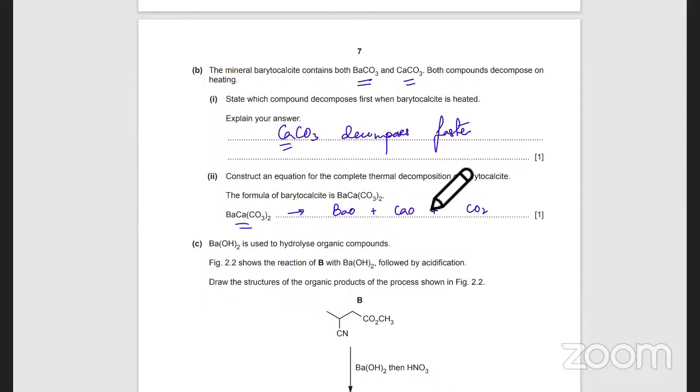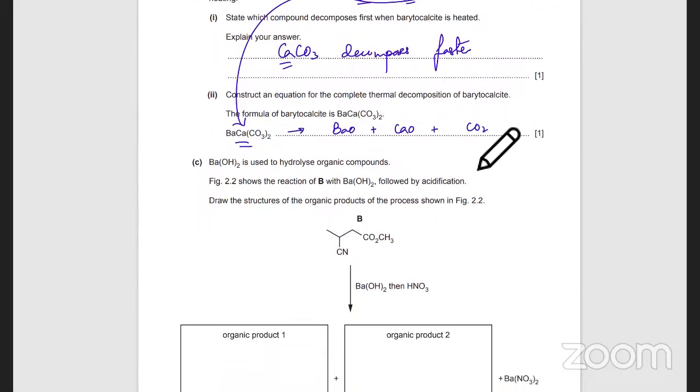Okay, coming back to this. Remember, it's a mixture of barium carbonate and calcium carbonate, right? Yes. So if it decomposes, it's going to form metal oxide and carbon dioxide. So that's exactly what it's going to do, okay?